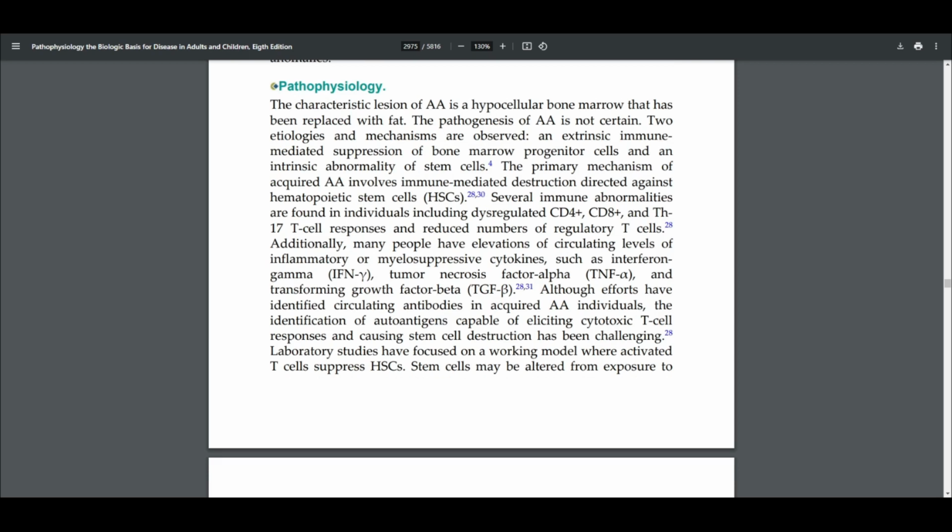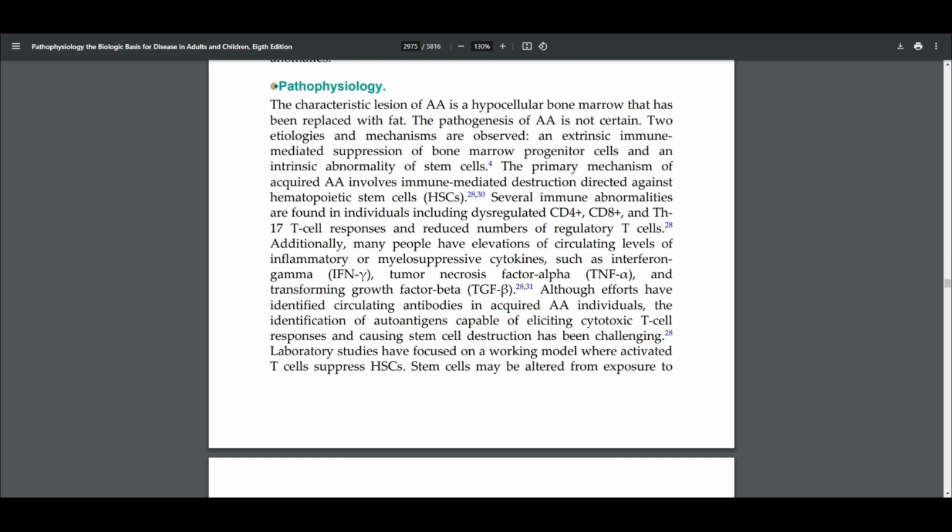So again, our pathophysiology, therefore. The characteristic lesion of AA is a hypocellular bone marrow that has been replaced with fat. The pathogenesis of AA is not certain. Two etiologies and mechanisms are observed: an extrinsic immune-mediated suppression of bone marrow progenitor cells and the intrinsic abnormality of stem cells. The primary mechanism of acquired aplastic anemia involves immune-mediated destruction directed against hematopoietic stem cells.